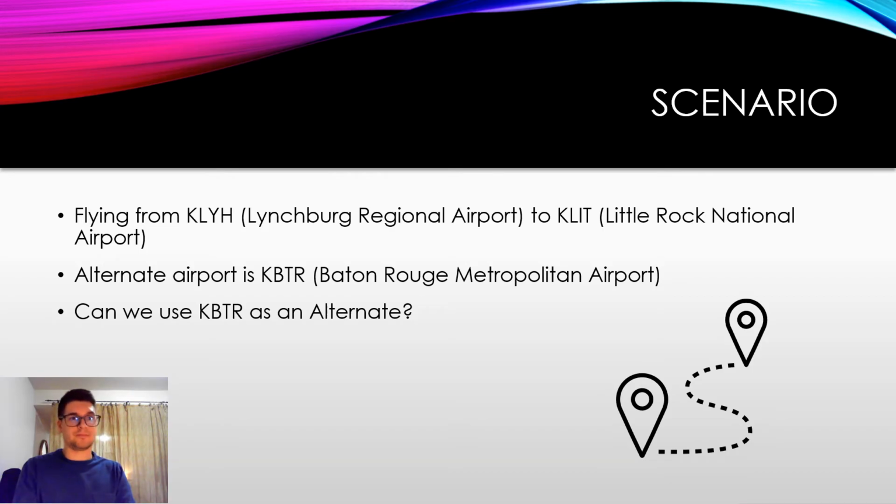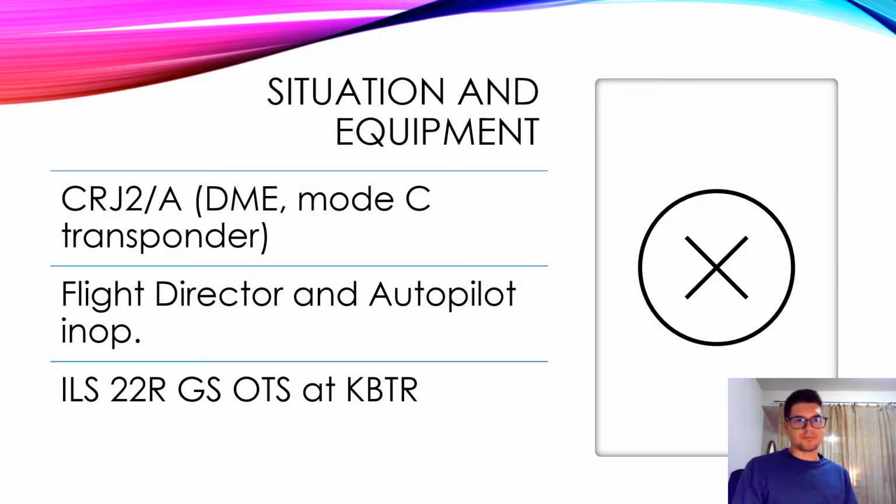Let's take a look. So on this flight, we got some equipment situations here. We're on a CRJ 200 slash alpha model, which means we have a DME and a mode C transponder. However, our flight director and autopilot are inoperational. It's going to be a long flight. As well as the ILS for runway 22 right glide slope is out of service at Baton Rouge. So this is going to cause some problems that we're going to have to dive into.